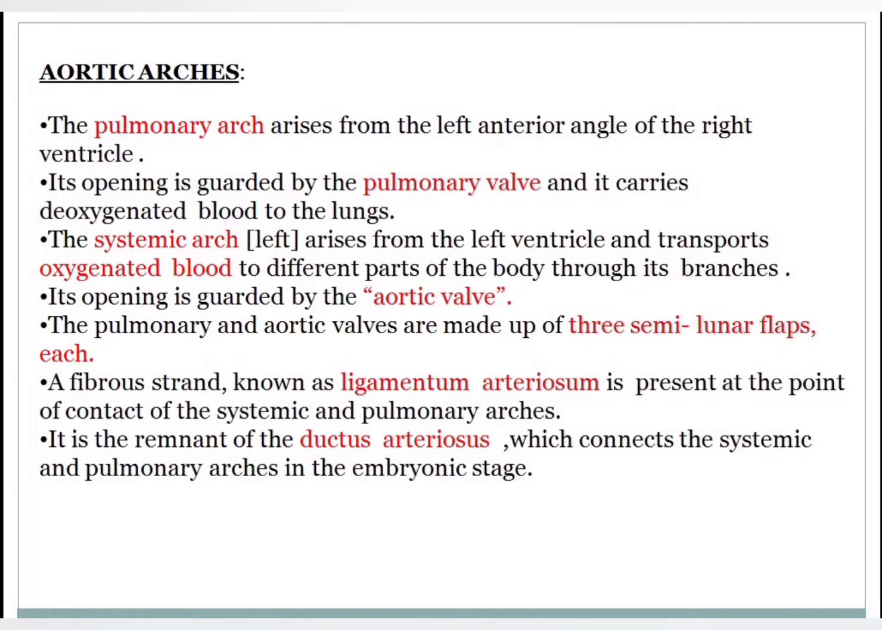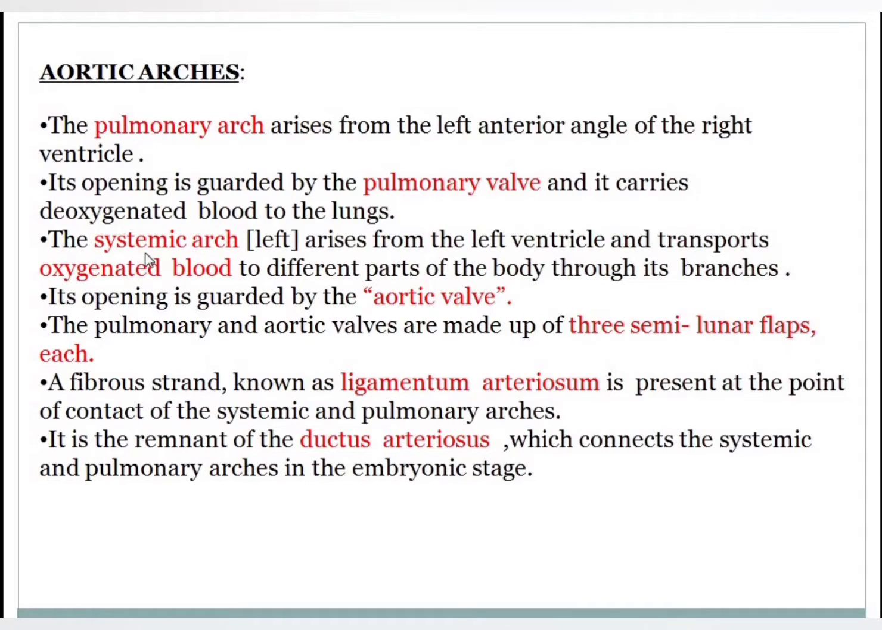Next one, we are going to discuss aortic arches. So here the pulmonary arch is there. There are two arches, the pulmonary arch and the systemic arch. The pulmonary arch is present at the right ventricle. So we have two ventricles, right and left. This pulmonary arch is at the left anterior angle of the right ventricle, and it is guarded by a pulmonary valve. So what does the pulmonary arch carry? It carries deoxygenated blood to the lungs.